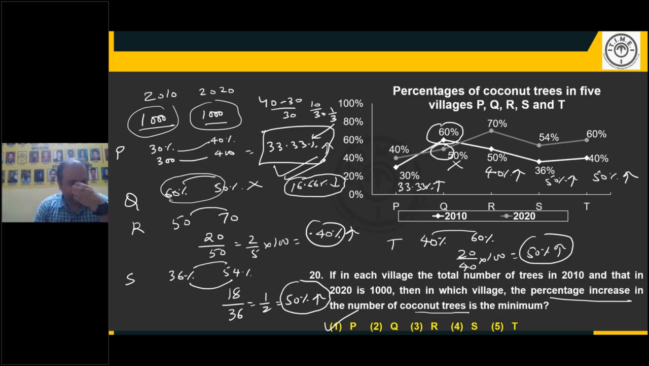So what I am suggesting is, if it would have been a question like in which village percentage change is the minimum, then Q can figure in, because Q is a percentage decrease and percentage change is the neutral term. We can consider both increases as well as decreases. But in this case, it's just been given percentage increase is minimum, and that is happening for Q.